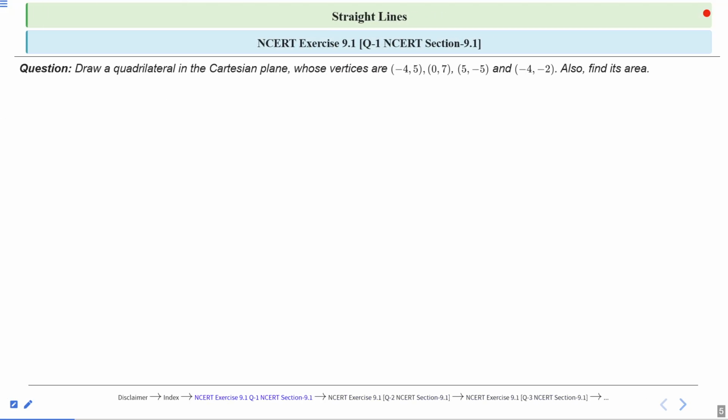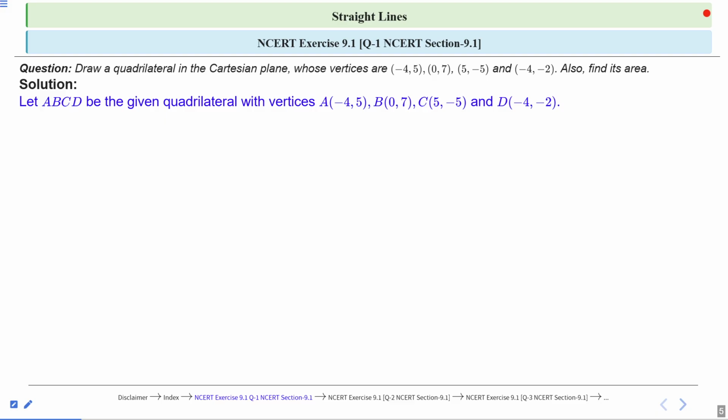What information is given? First look at that. Basically, we have to draw a quadrilateral in the Cartesian plane whose vertices are (-4, 5), (0, 7), (5, -5) and (-4, -2). And then we also have to find its area. So let us see the solution.